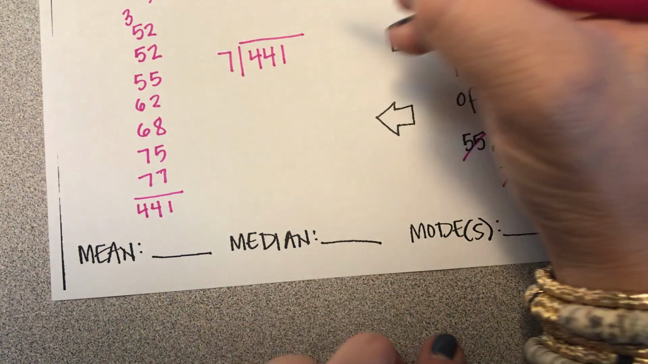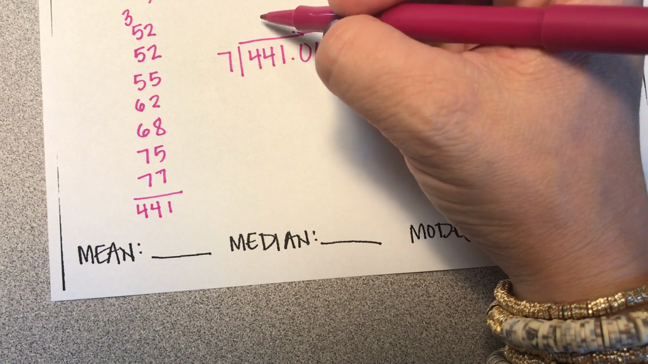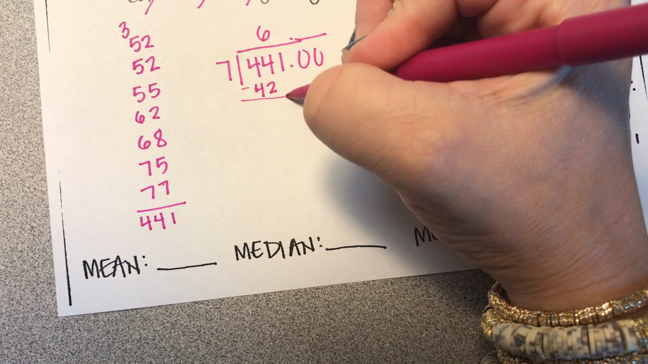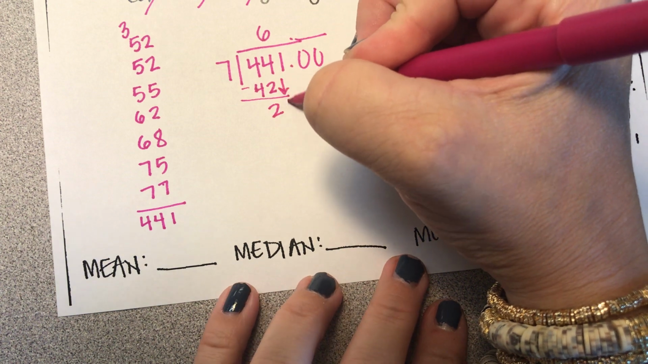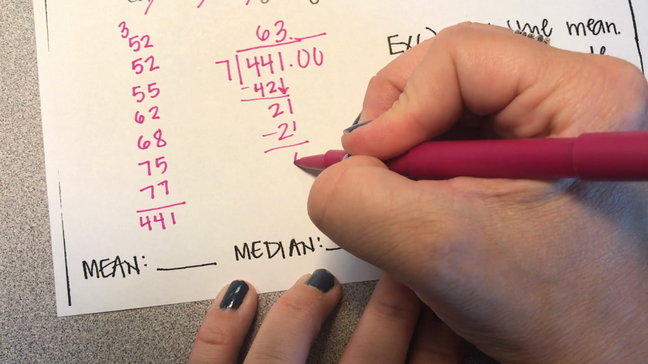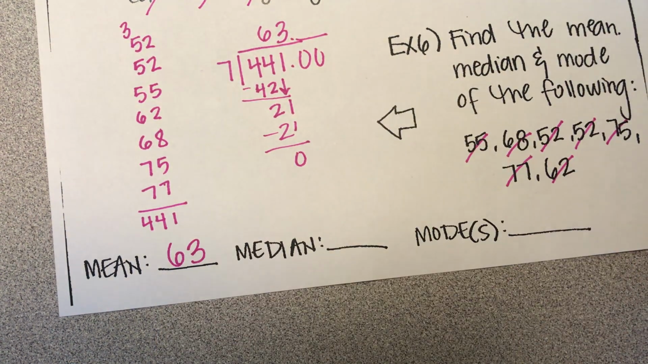And I'm going to divide by the 7 numbers that I have. So 7 goes into 44 6 times. 6 times 7 is 42. Ooh, look what's going to happen. 7 goes into 21 3 times. 3 times 7 is 21. And I'm done. So 63 is my mean.